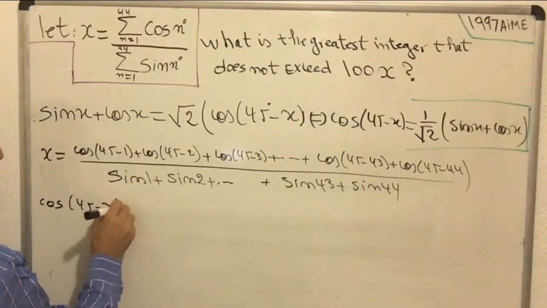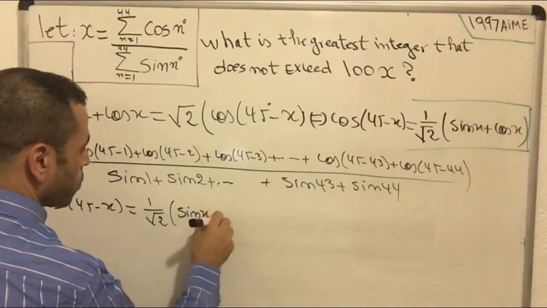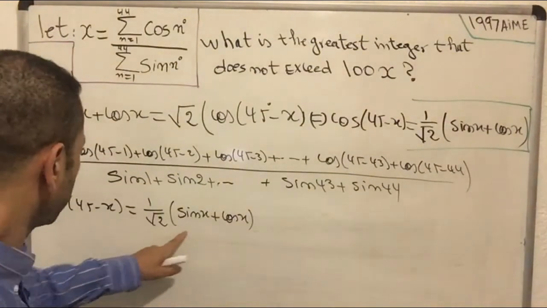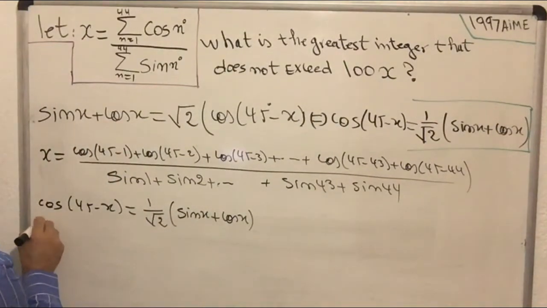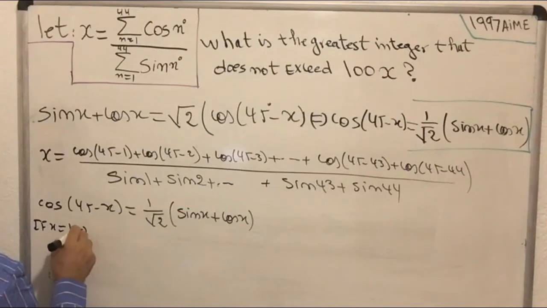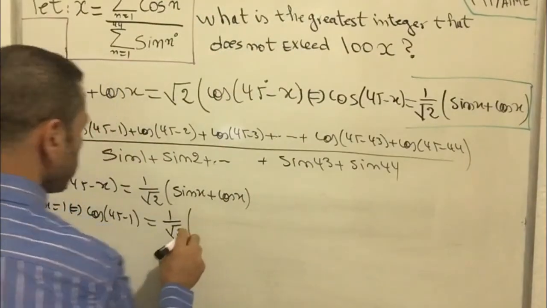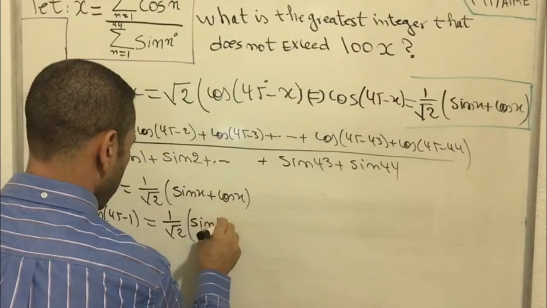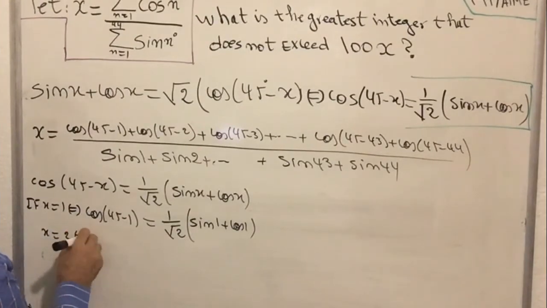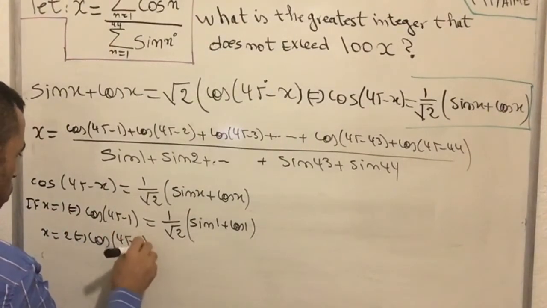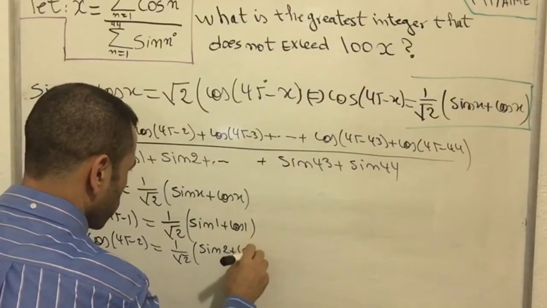cos(45 - x) = 1/√2 (sin x + cos x). By replacing x by the number 1 in the first term, if x equals 1, cos(45 - 1) = 1/√2 (sin 1 + cos 1). If x equals 2, cos(45 - 2) = 1/√2 (sin 2 + cos 2).